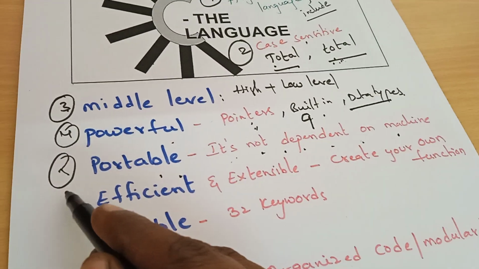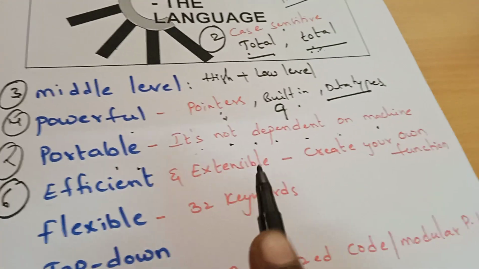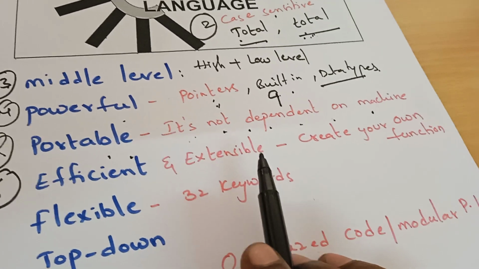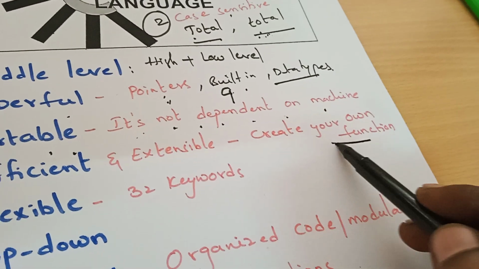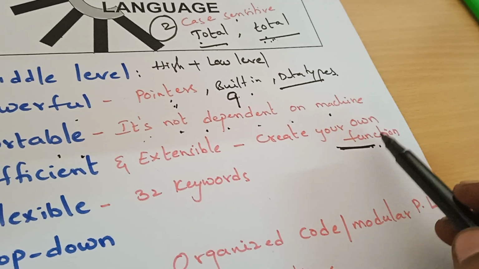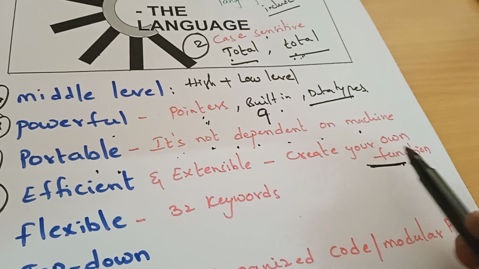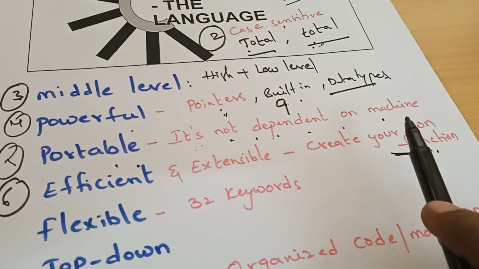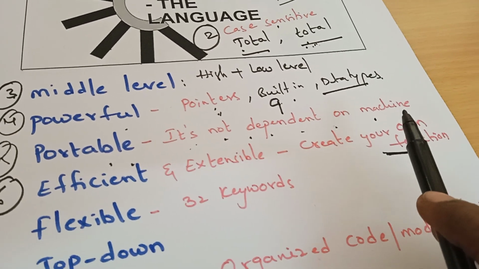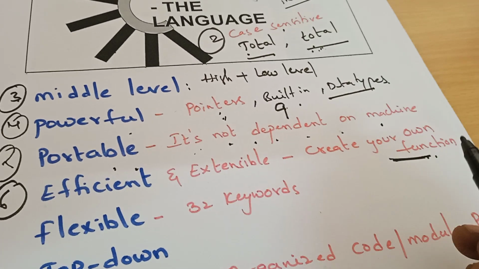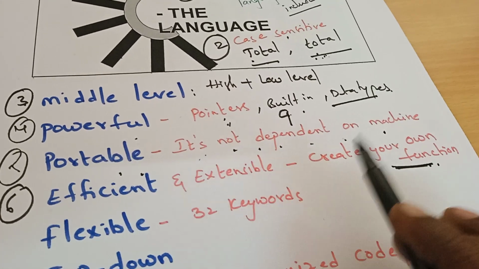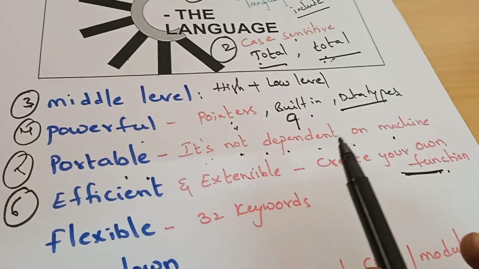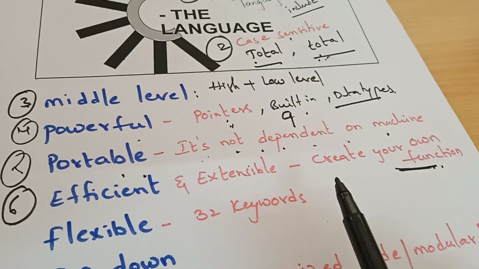And the sixth feature is it is efficient and extensible. That is, we are given access to create our own functions, and we can put the functions into our libraries. So that is what makes it an extensible language. And other programming languages like C++, Java and others have a dependency on it: if you know C programming language, it is easy to learn other languages. C language is the core of programming languages.